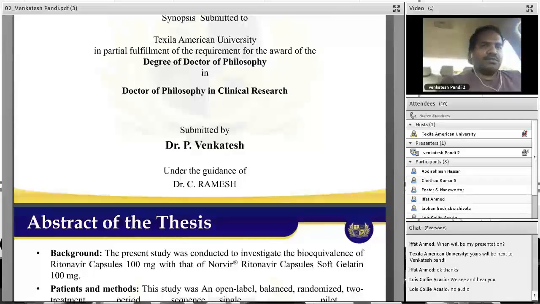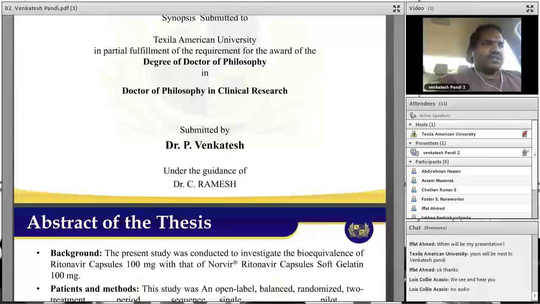My presentation is about the bioequivalence bioavailability study that I have done. Generally, bioavailability is the measurement of the extent of therapeutic active medicine that reaches the systemic circulation, and it is done with the test and reference, where we come to know the bioequivalence. The title of my study is Bioequivalence Study of Ritonavir Capsules 100 mg with Norvir Ritonavir Capsules soft gelatin 100 mg of Abbott Laboratories, which was used as the reference product.